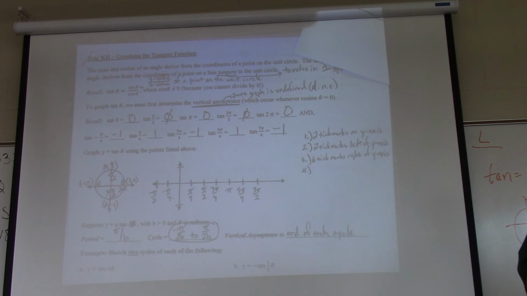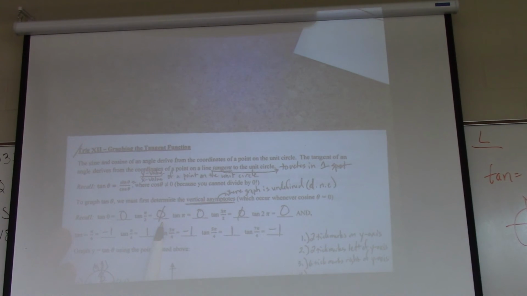Where does the graph not exist? Look at our points up above. Where does the graph not exist? At 3 pi over 2, and at pi over 2. See, it does not exist here, and it does not exist here, right?